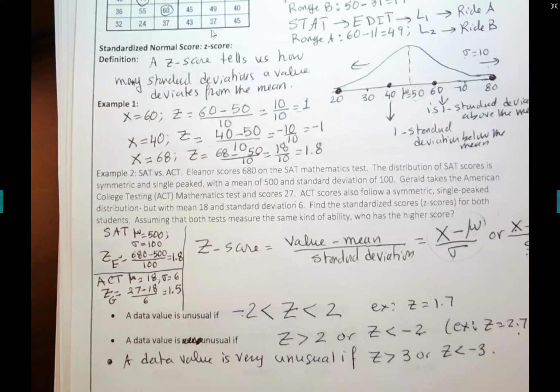So who has the higher score, guys? Is it Eleanor or Gerald? Eleanor. The higher the Z-score, the better your performance compared to the rest of the class. You wouldn't be able to tell, guys, without doing the Z-score, because we have two different grading criteria, SAT and ACT. You cannot just compare apples with oranges. But when you do Z-scores, yes, you can compare. The one who has the higher Z-score performed better.